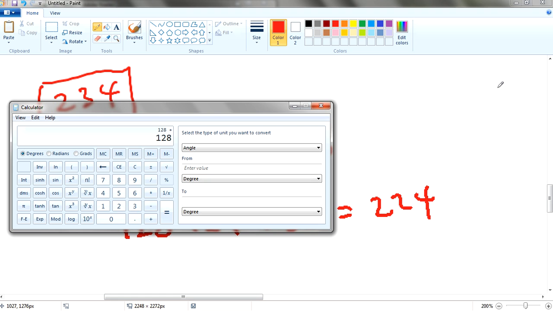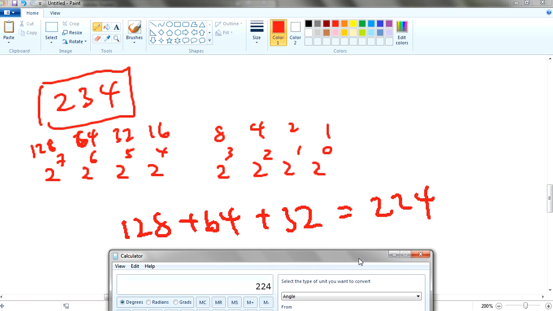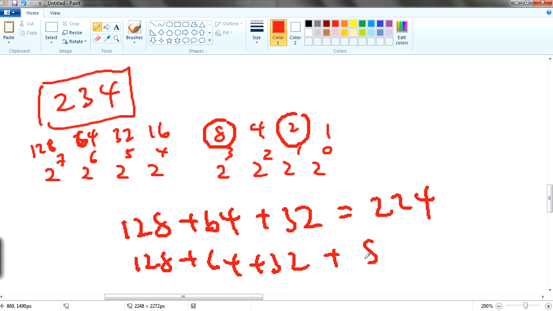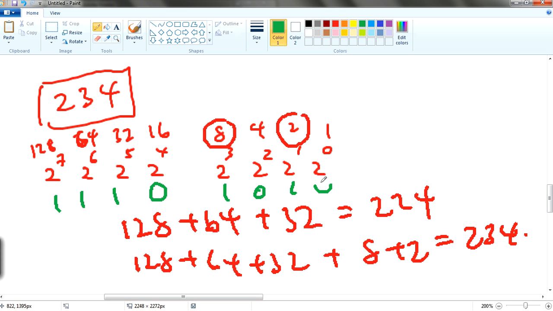So this value comes from these bits: 2 to the power 7, 2 to the power 6, and so on. Now we are left with 10, right? So what values make 10? It's 8 and 2, right? 8 plus 2 equals 10. So our values are 128 plus 64 plus 32 plus 8 plus 2, and you will have 234, right? In this case, you can know your binary number already: 1 1 1 0 1 0 1 0.